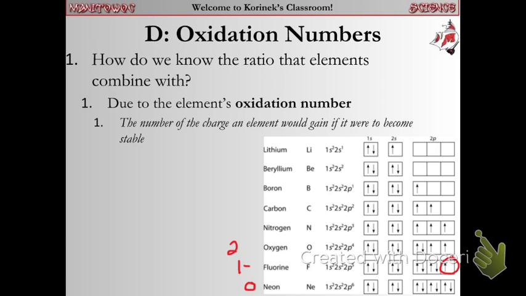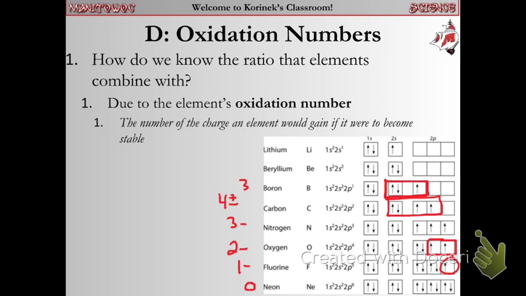Oxygen is going to be 2 negative because it needs 2 electrons in order to become stable, again, to fill up that shell. I think you're seeing a pattern, right? Nitrogen, 3 negative. Carbon's really interesting because it can either gain 4 or lose these 4. So carbon's oxidation number is either 4 positive or negative. Boron's on the other side of the ladder, so it's going to want to lose all 3 of these that I'm boxing in right here.